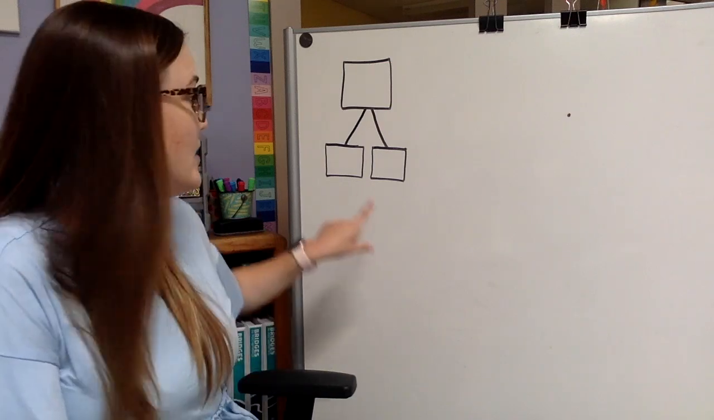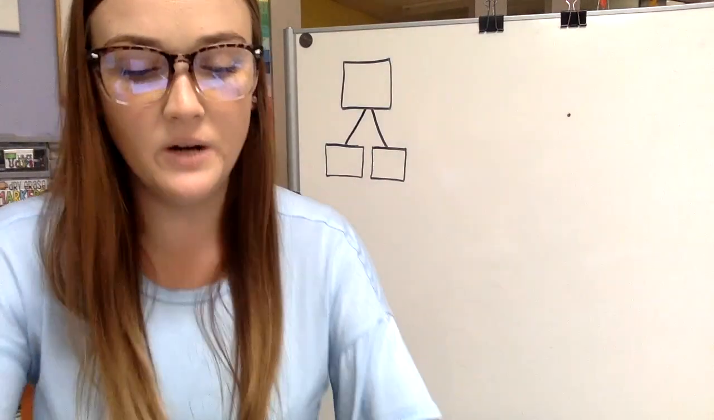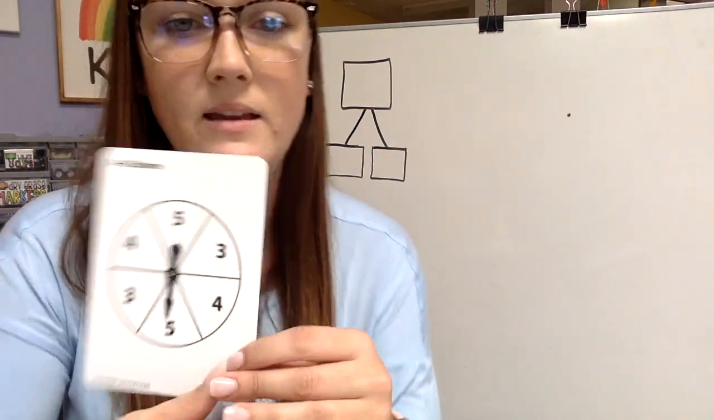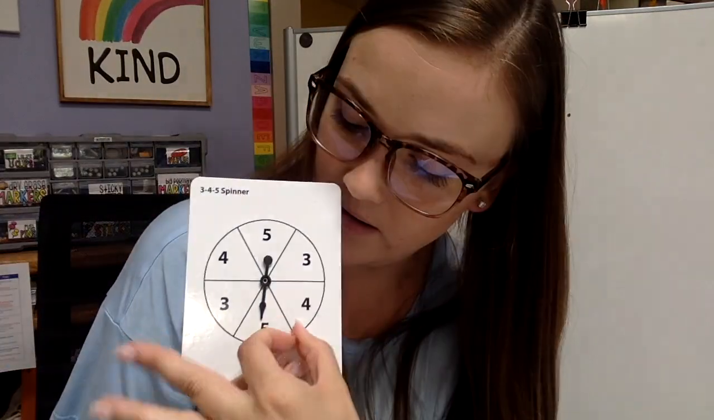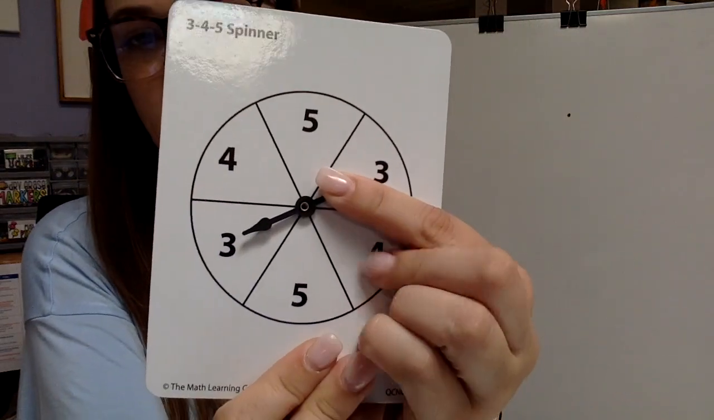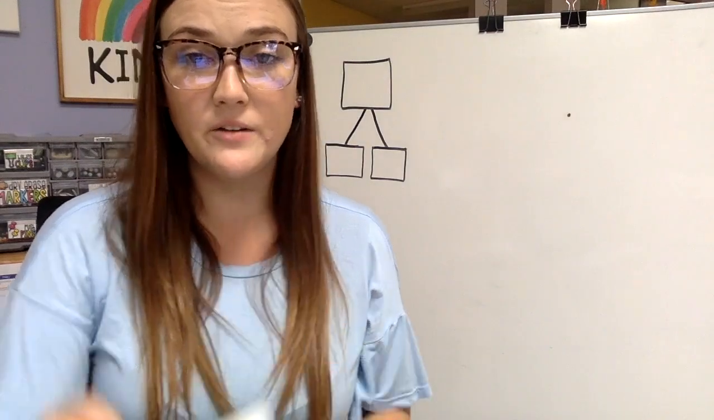We need to start with our parts. So I'm going to spin my handy dandy spinner, and we are going to find out what our first part is. Ready? Count me down. 3, 2, 1. What number did I land on? You're right, that number is 3. Go ahead and show me 3 on your fingers.